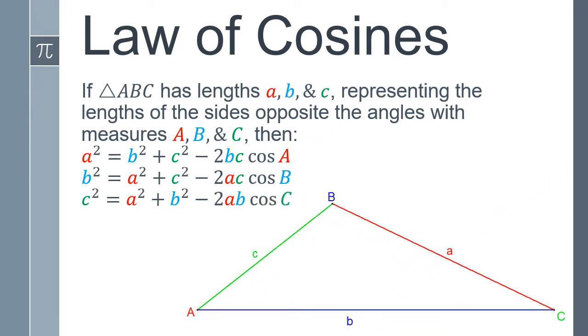Okay, so if triangle ABC has lengths a, b, and c representing the lengths of the sides opposite the angles, which have measures A, B, and C, then a squared equals b squared plus c squared minus 2bc cosine of A, b squared equals a squared plus c squared minus 2ac cosine of B, or c squared equals a squared plus b squared minus 2ab cosine of C. That's really kind of confusing, isn't it? So let's simplify this a little bit and try to have it make some sense.